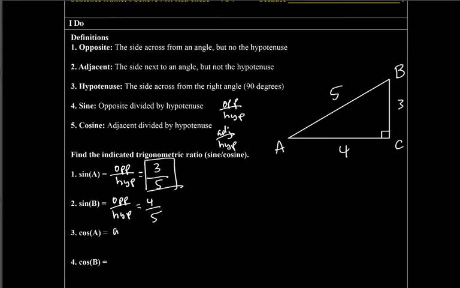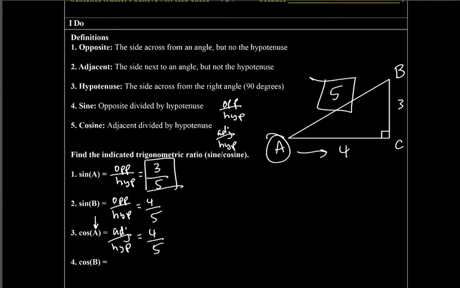How about cosine? Cosine is adjacent over hypotenuse. So adjacent, let's look at our little angle here, A. If we're looking at A, the one that's adjacent to it is 4. And the hypotenuse, that's just the hypotenuse of the whole triangle anyway, which is 5. Alright, great.